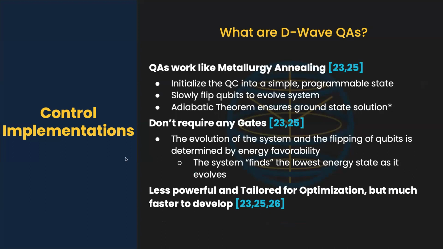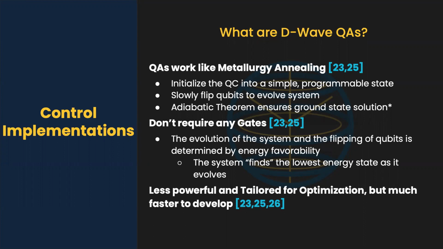Versus the D-Wave quantum annealers. So they're called annealers because they work very similar to annealing in metallurgy. And so what you do is you basically initialize the quantum computer into a very simple programmable state, and then you slowly flip qubits as you evolve the system. And you do it with some penalty where you're pretending, oh, this computer is cooling down.